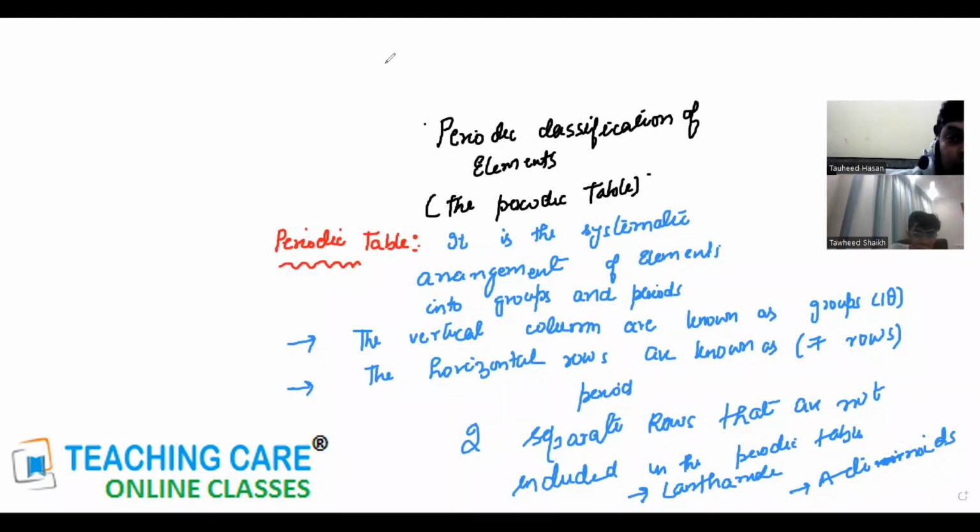Okay. Written? Yes, sir. I'm still writing. Sir, I didn't understand the last part. Two separate rows that are not included in the periodic table. What are those? That is lanthanide and actinide. What is there in that? There are some different properties there. That is why they are not included in the periodic table. I will tell you when we talk about this. Then I will tell you in detail. Okay, just a second, I'm writing the answer.